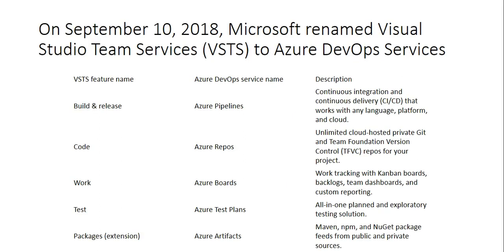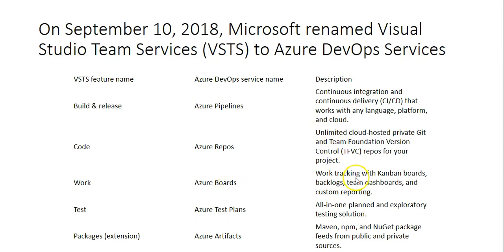On September 10, 2018, Microsoft renamed Visual Studio Team Services to Azure DevOps Services. The VSTS feature named Build and Release has been changed to Azure Pipelines. The code is Azure Repos. The work is Azure Boards. Test is Azure Test Plans, and packages are Azure Artifacts.